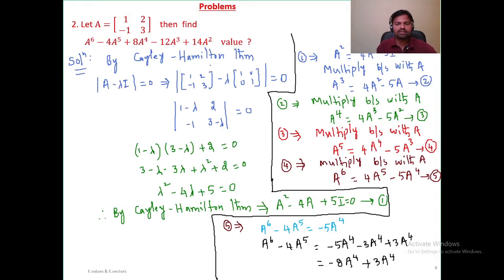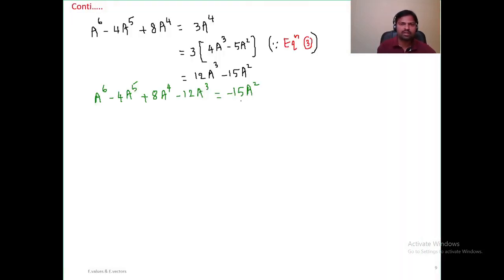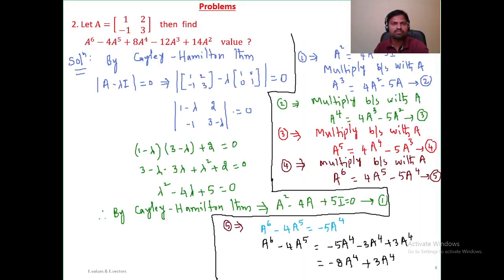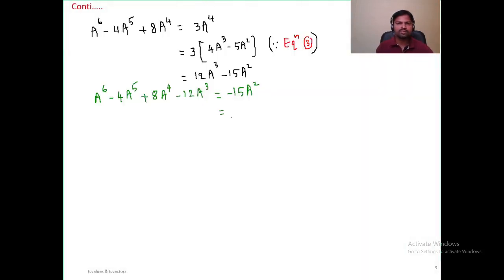Next, 14a square I want. 14a square, but here minus 15a square. So this one you can club. Is it minus 14 or plus 14? Plus 14a square, right? So this one I can write minus 14a square, minus a square, because total minus 15a square, and this minus 14a square you bring to the left hand side.